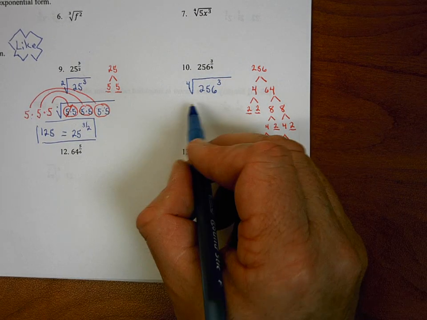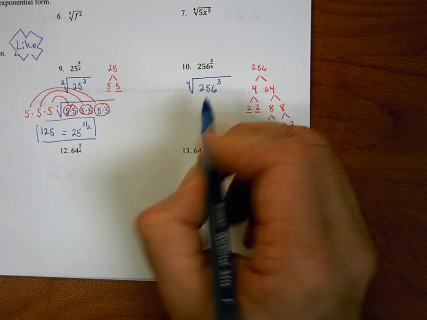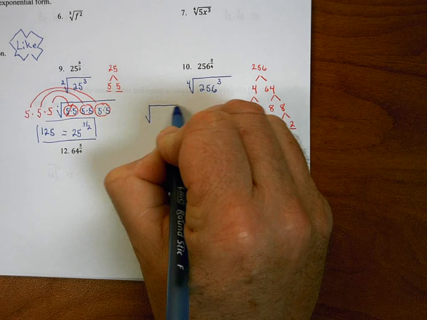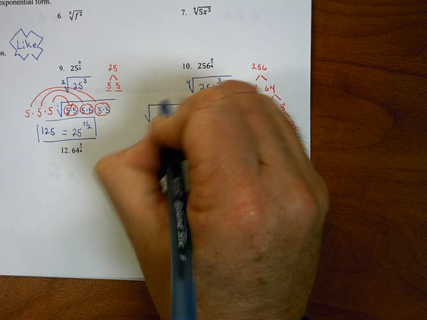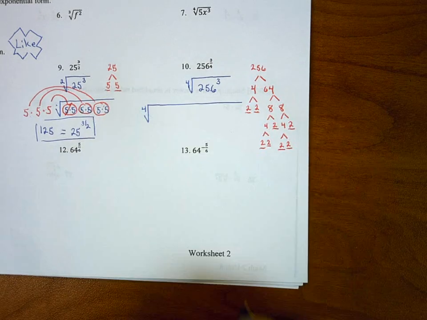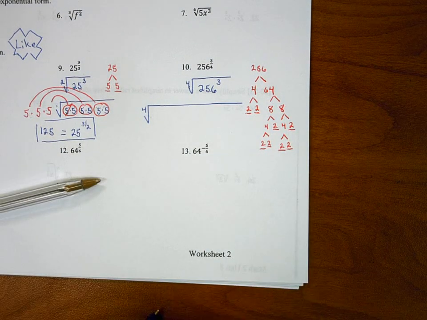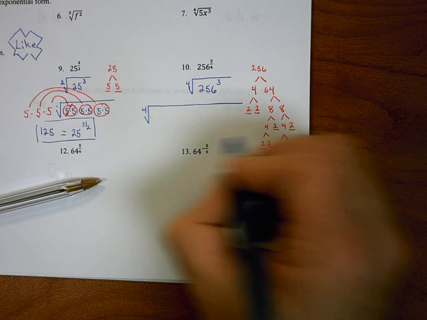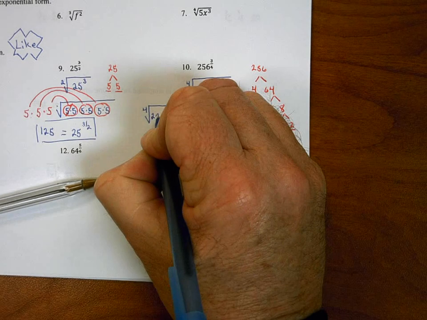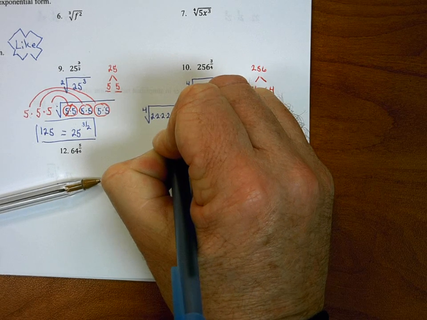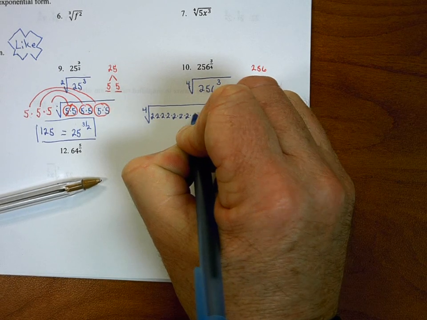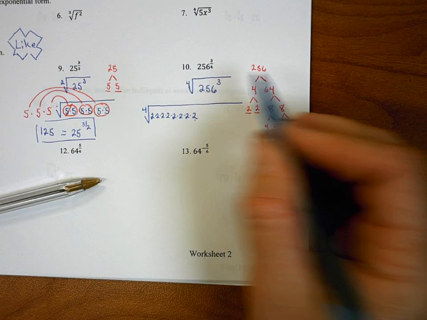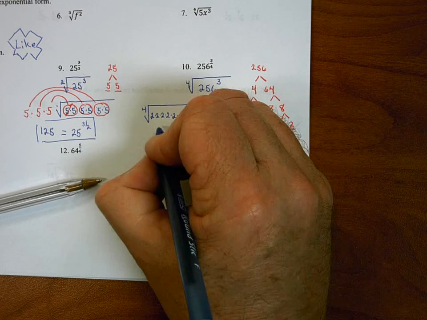And now I'm going to take this radical and I'm going to rewrite it, and I'm going to expand it, and it's going to be expanded pretty lengthy, so I want to make sure I give myself enough room. I'm going to have an index of 4, and then 256 becomes, let's see, I have 1, 2, 3, 4, 5, 6, 7, 8 2s. Okay, that's just for 256, but I have 3 of them.